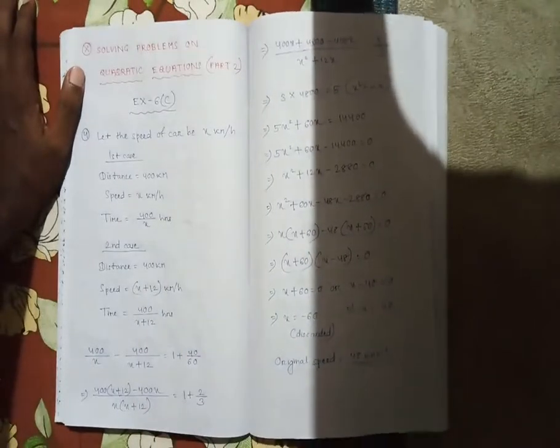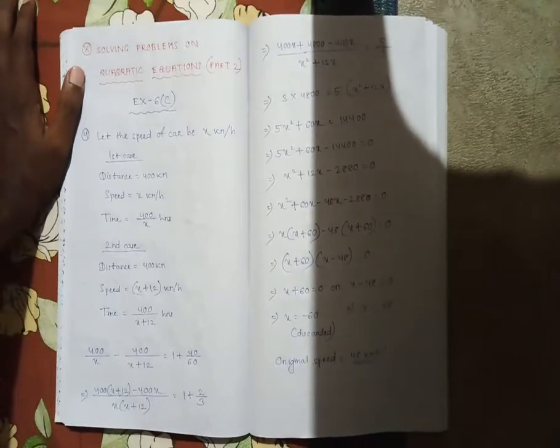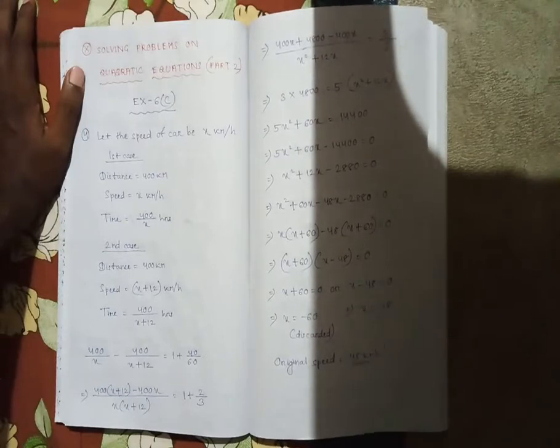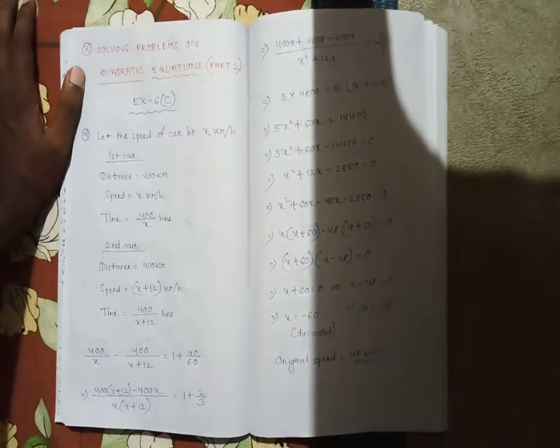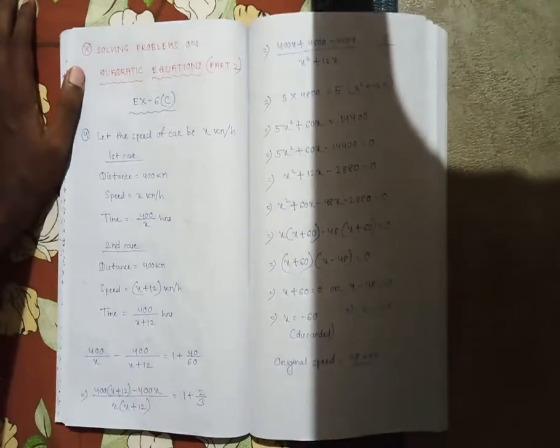In the previous part I had explained some problems of exercise 6a and 6b. In this part I will explain problems of 6c and 6d. So let us start from question number 4, exercise 6c. You can refer your book.